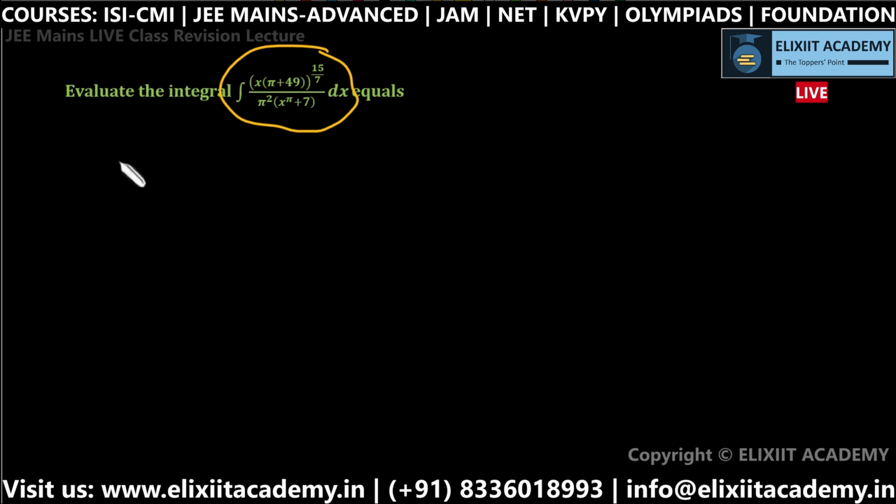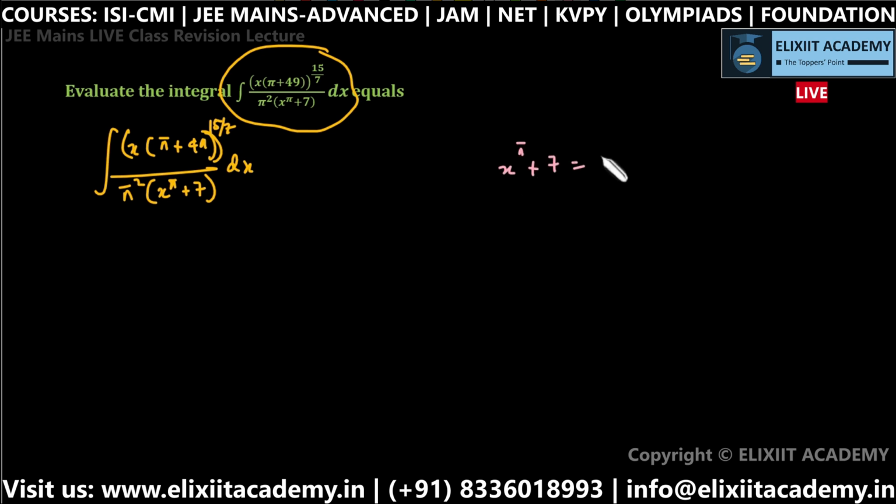So first of all, we have the integration of x into pi plus 49 whole to the power 15 by 7, divided by pi square x to the power pi plus 7, dx. Now carefully observe over here. If you consider the substitution x to the power pi plus 7 equals t, this becomes pi into x to the power pi minus 1 dx is dt. And if you rewrite this pi as 22 by 7, so 22 by 7 minus 1 is 15 by 7, which is x to the power 15 by 7 dx is dt upon pi.